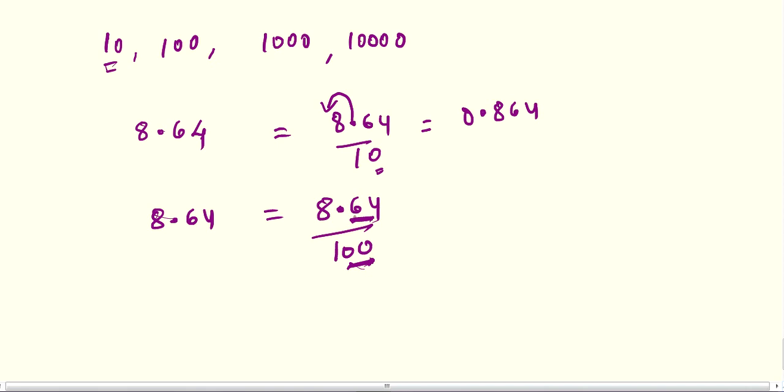Clear? How? Here after decimal there are two places, and below there are also two zeros. So two places and two zeros, 2 and 2 is 4. Okay, so your answer will have 4 places after decimal. So 0.0864. Any doubt? Okay, like this you have to solve.